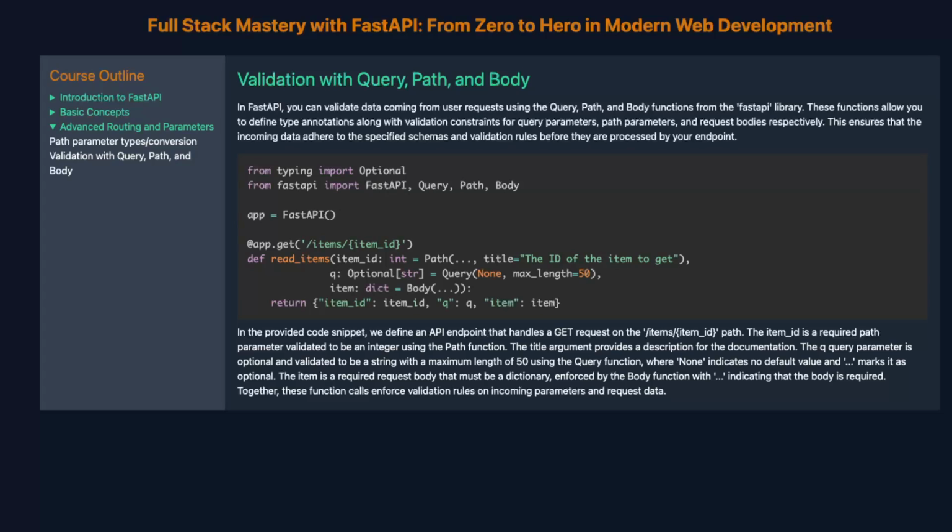by your endpoint. In the provided code snippet, we define an API endpoint that handles a GET request on the /items/{item_id} path. The item ID is a required path parameter validated to be an integer using the Path function. The title argument provides a description for the documentation. The query parameter is optional and validated to be a string with a maximum length of 50 using the Query function, where None indicates no default value and marks it as optional. The item is a required request body that must be a dictionary, enforced by the Body function with ... indicating that the body is required. Together, these function calls enforce validation rules on incoming parameters and request data.